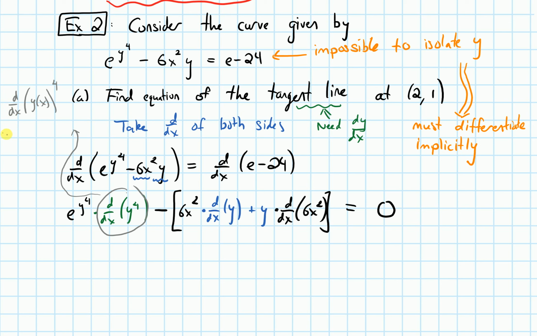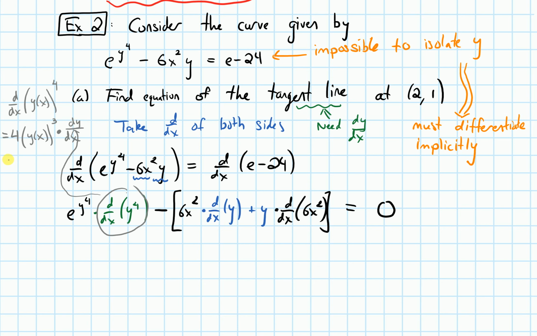Chain rule says deal with the outside first, deal with that power. The power comes down, and then you'll subtract 1 from the power, you'll get a 3. And when we do the derivative of the outside, we keep the inside the same, so keep plugging in y of x. But then the next part of chain rule says we'll multiply this whole thing by the derivative of the inside. So multiply it by dy/dx, by the derivative of the inside.